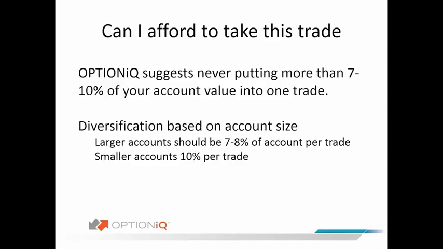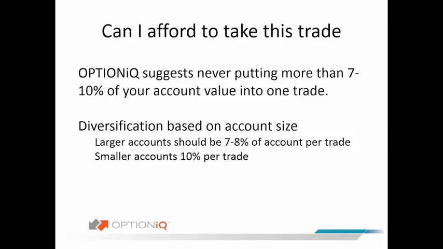The next thing you're going to ask yourself when you're looking at those trades is, can I afford to take the trade? Option IQ suggests never putting more than 7 up to 10% of your account value into any one trade. So if I have $10,000 that I'm trading with, I'm never going to put more than $1,000 into one of those trades. I could go $700, but we know that really the minimum trade's about $960. So you're going to spread out your capital with 7 to 10% of your account value into any one trade.